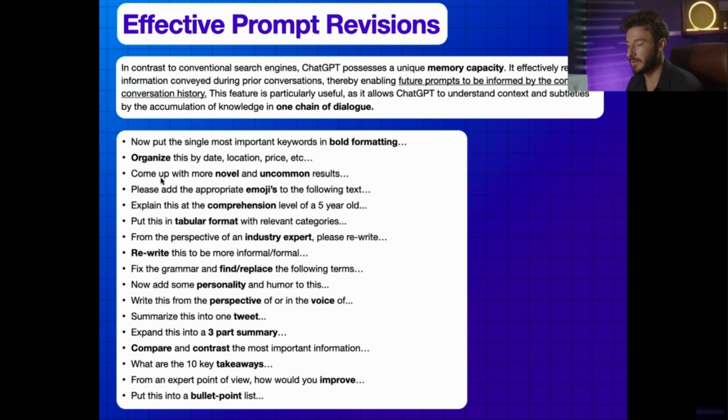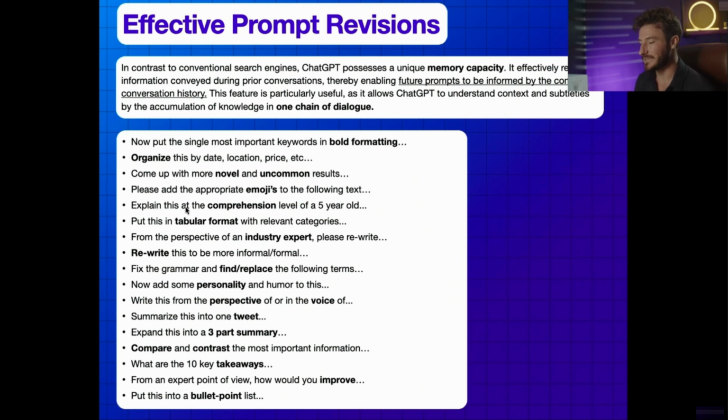You can even come up with more novel and uncommon results if ChatGPT's outputs seem a little bit too cookie cutter. And you can even ask it to add emojis to the following text. So if you have a bullet point of 5 items, you can ask it, hey, please add appropriate emojis to each one of these bullet points. And it'll add a fire emoji to something that's related to that. It'll add the green check emoji to something that's related to that. And it's just a little bit of a cool step that you can do in the revision process.